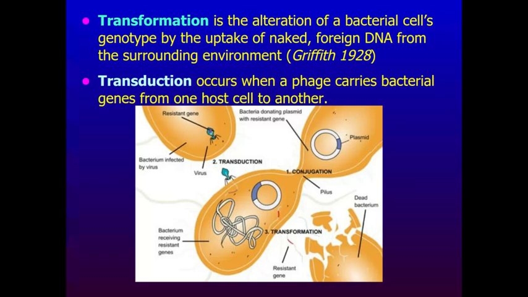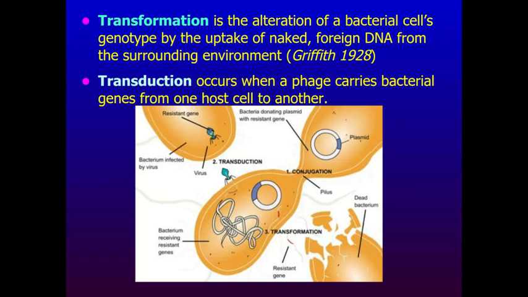Just to recap, remember the rough strain, which did not have the capsule around it, was not pathogenic. The smooth strain, which had a little capsule around it, was pathogenic. When he injected the mouse with the rough strain, the mouse lived. He injected the mouse with the smooth strain, the mouse died. He heat killed the smooth strain, injected that in, the mouse lived. But when he mixed the heat killed smooth and the rough strain together and injected that in, the mouse died. And when he pulled the blood and looked at the blood, he found the living smooth strain once again. He's like, oh, what the heck happened there? And he called that the transformation factor.